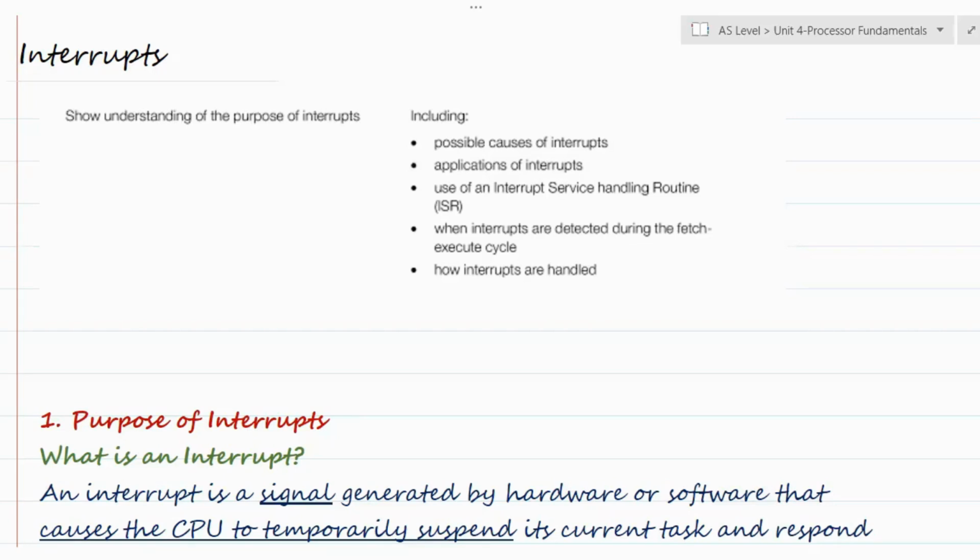Well, the answer is no. The CPU needs a mechanism that allows it to temporarily stop what it is doing, deal with the urgent event, and then continue exactly from where it left off. And this mechanism is known as interrupt handling. So, in this video, we'll understand the purpose of interrupts, possible causes of interrupts, applications, interrupt service routine or ISR, when interrupts are detected during the fetch, decode, execute cycle, and finally, how interrupts are handled. So, let's get started.